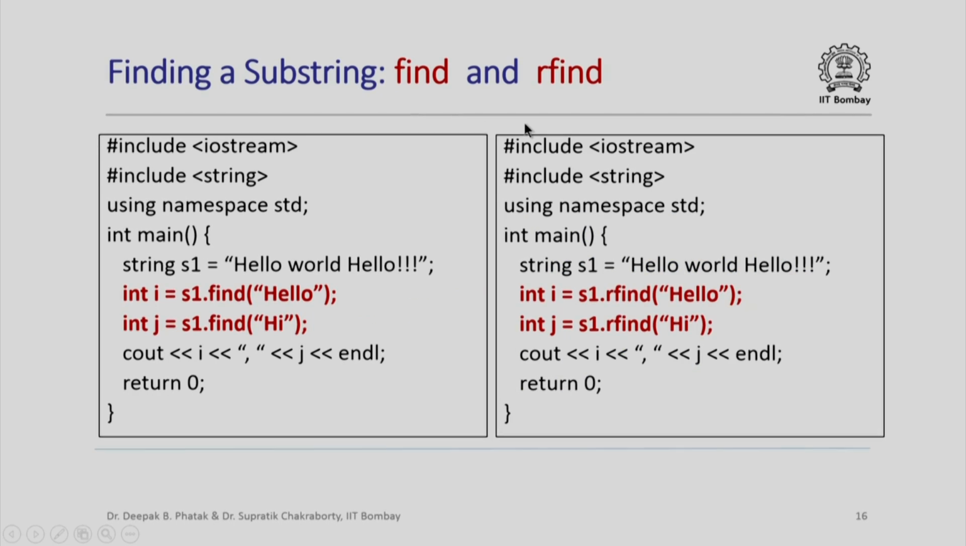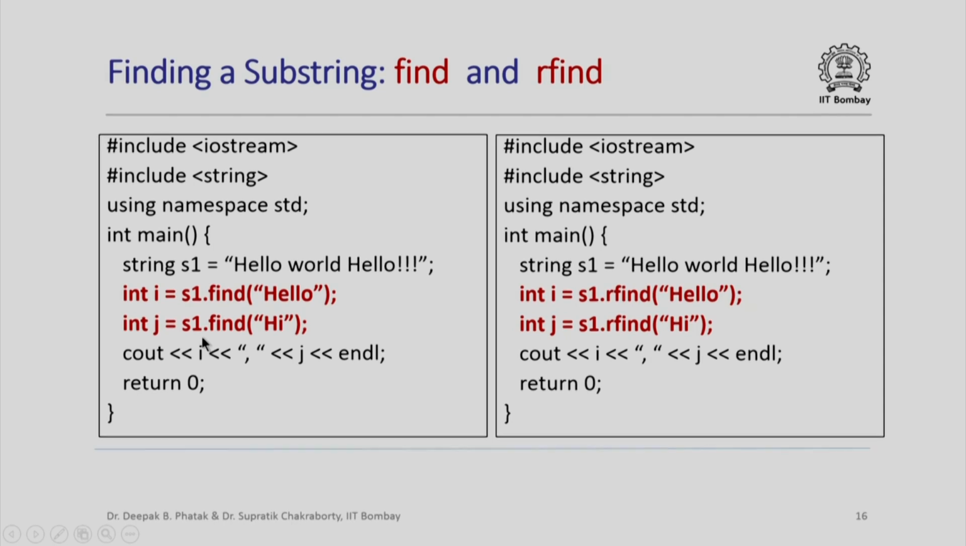Now here are some other useful member functions. These are called find and rfind. Here is a simple program where I have initialized the string S1 to "hello world hello!!!", and now if I say S1.find("hello"), it will look at the string S1 and find the first occurrence of the string hello. That occurs right here at the 0th character of S1, so it will assign 0 to the integer variable i.